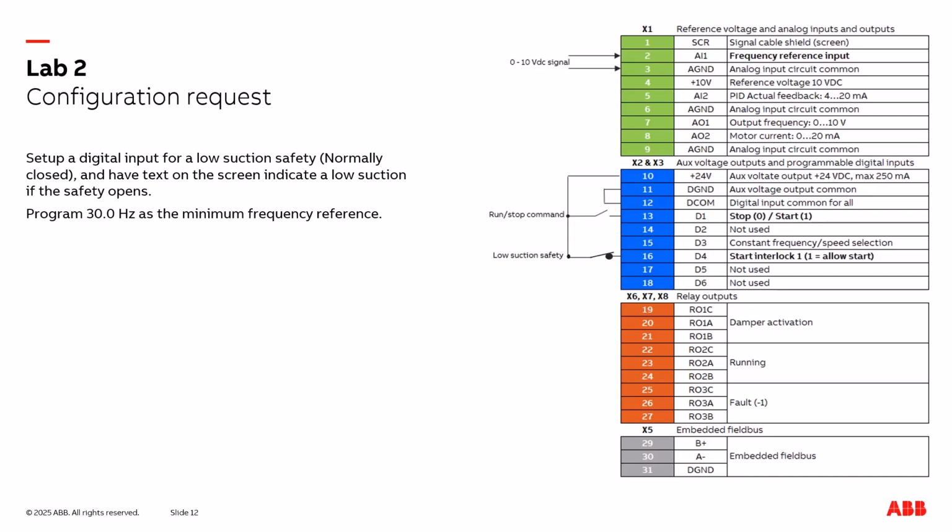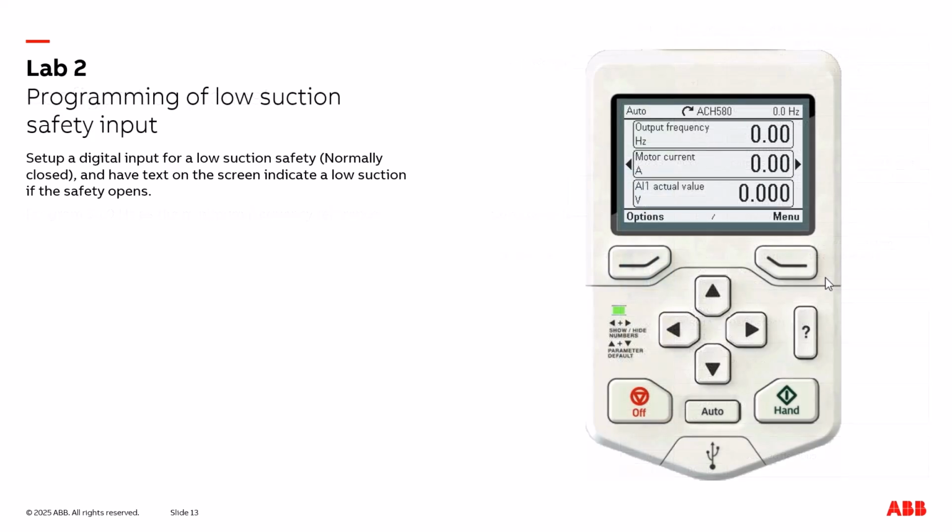Here you can see I've connected the low suction safety circuit to digital input 4, which is terminal 16. And the default setting of DI4 is start interlock 1, which is a normally closed safety circuit. Now by default, digital input 4 is set up already for a normally closed safety. So we don't have to make any programming adjustments to set up digital input 4 for normally closed safety, but we do need to make programming adjustments so that if the safety were to open, indication of a low input suction would appear on the screen.